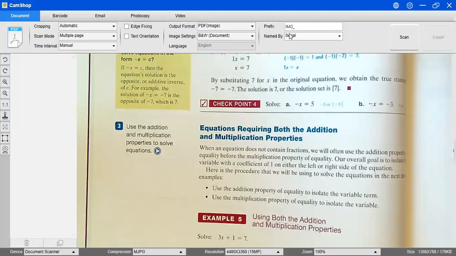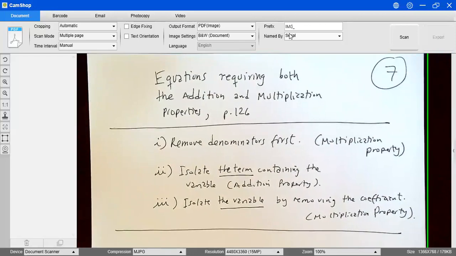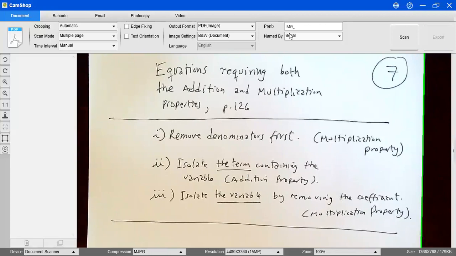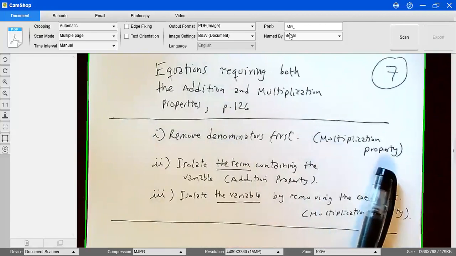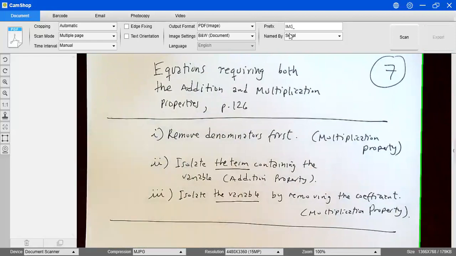So we're going to need to work on this by following the steps that you just learned before, but now I'm showing you the steps in a more organized way. First, you're going to remove the denominators. Anytime that you remove the denominators, that's the multiplication property. Sometimes you don't have denominators, so you just go directly to step 2.